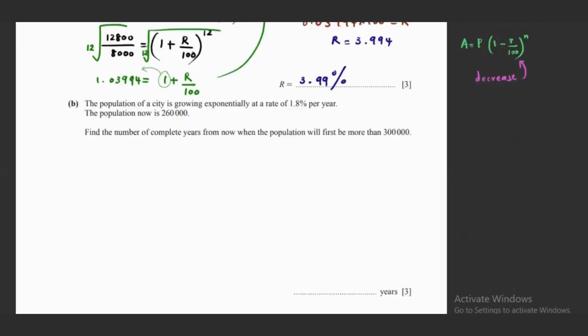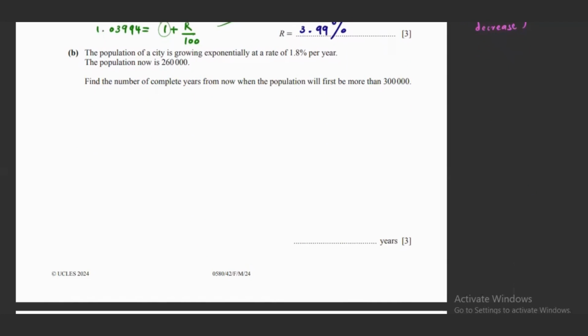Let's move on to part B. The population of a city is growing exponentially at a rate of 1.8% per year. In this question, it's an exponential growth. That means it keeps increasing. The population now is 260,000. Find the number of complete years from now when the population will first be more than 300,000. So these are key points that you need to understand.